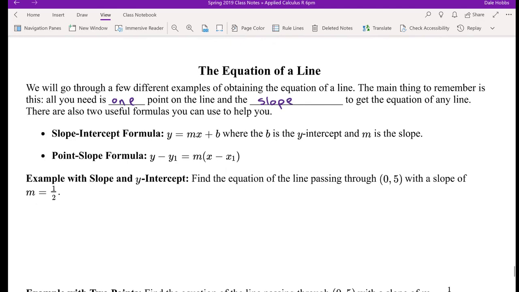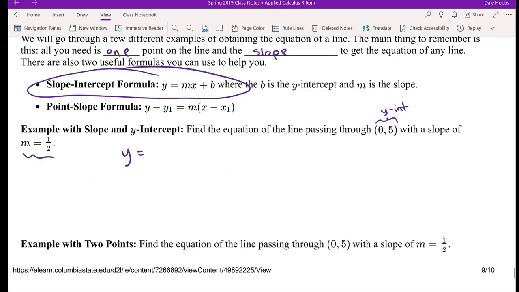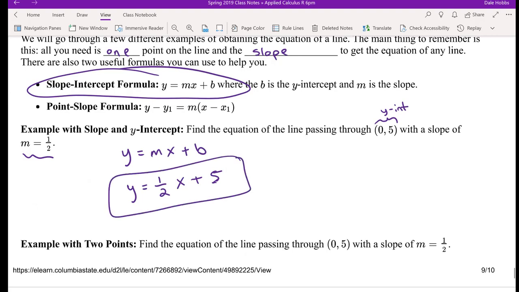This is really useful if you are given the y-intercept. Like this first example right here, this point right here is the y-intercept. So it's very useful to use that first formula, that top slope-intercept form, because if you know the slope and the y-intercept, y equals mx plus b. We'll fill in 1/2 for your slope, and then the b will be the 5, the y part of the point. There's your 5, and that's your equation right there. So it's really easy to use that formula if you're given the y-intercept.